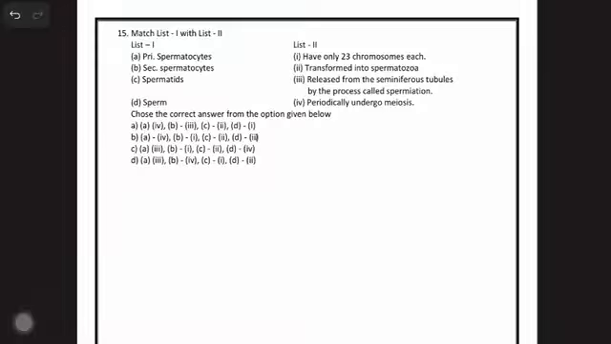Going to the 15th question. Match the list 1 to 2. Primary spermatocytes have 23 chromosomes? No. Transformed into spermatozoa? They do, but let's see the other option. Released from seminiferous tubules in a process for spermiation? No. Periodically undergo meiosis? That's correct. So A goes with 1. B option, secondary spermatocytes have 23 chromosomes. B goes with, I'm sorry, A goes with 4.